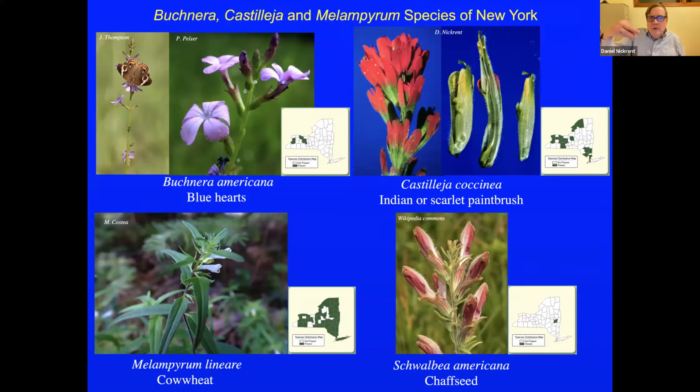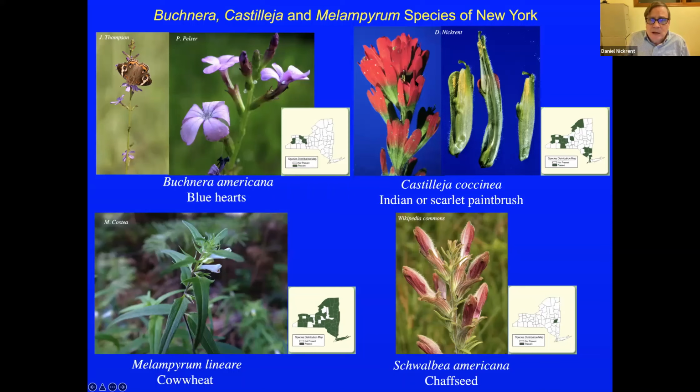Similarly, Indian paintbrush, Castilleja coccinea. It gets its name from the fact that the bracts are sort of red, like they were dipped in paint. Those are bracts, by the way. The flowers themselves are kind of drab, kind of greenish. The showy part is the bract below the flower. And these are hummingbird pollinated.